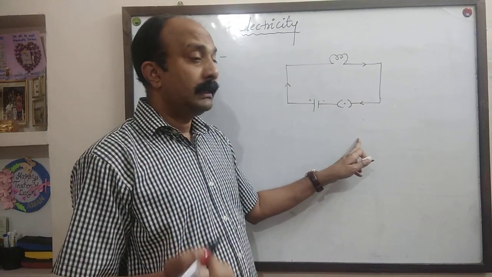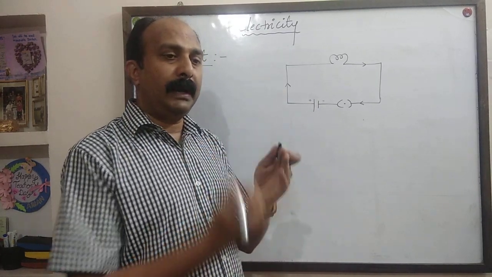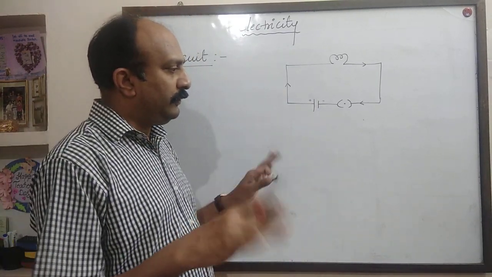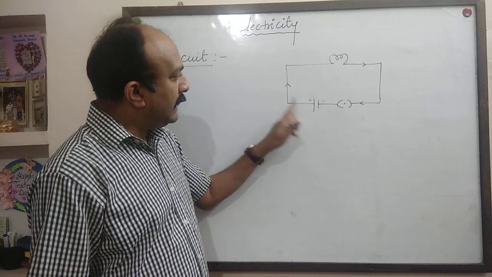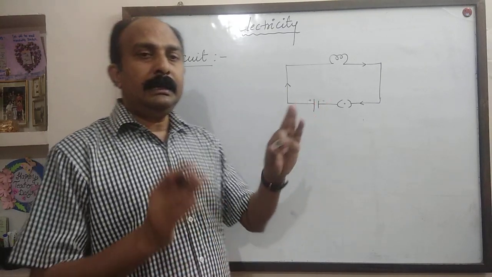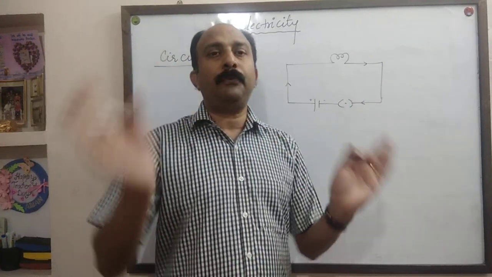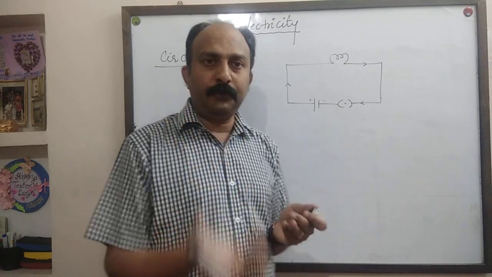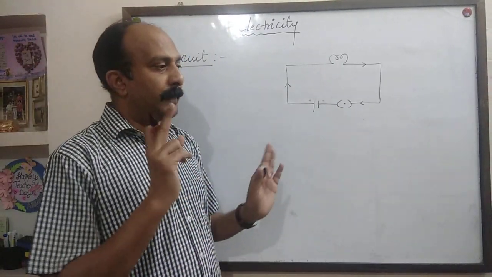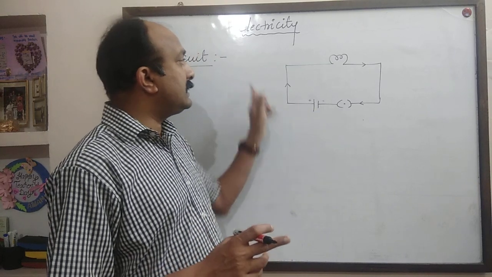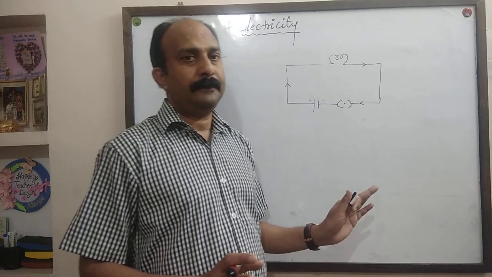But actually the electrons are flowing from minus to plus. So we may also say like this, the direction of electric current is the direction opposite to the flow of electrons. Electrons flow from minus to plus, but the direction of electric current is taken as plus to minus.